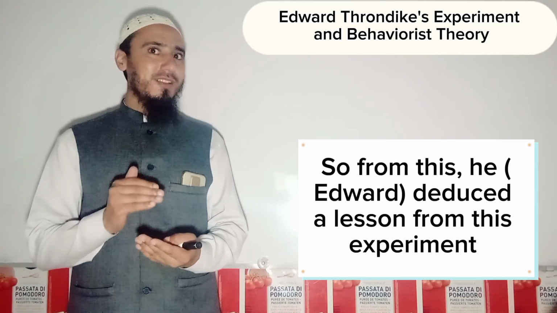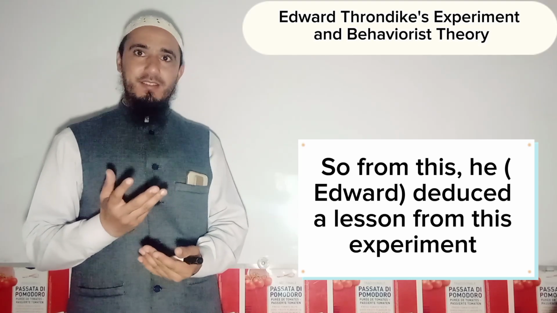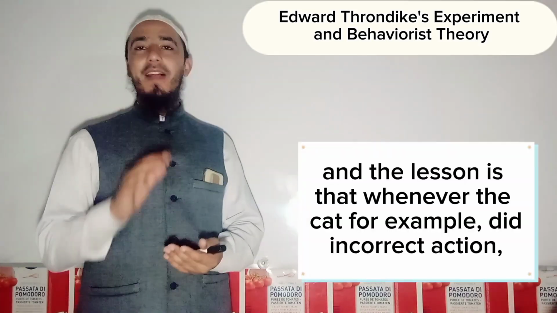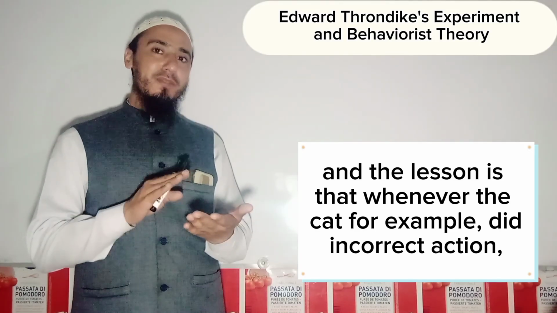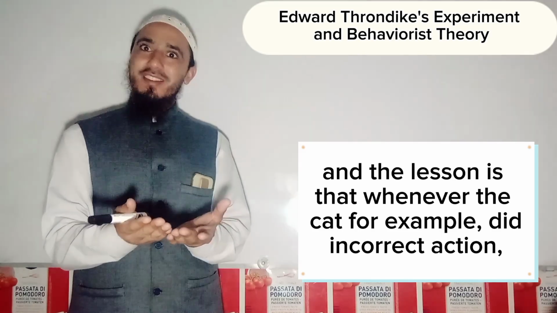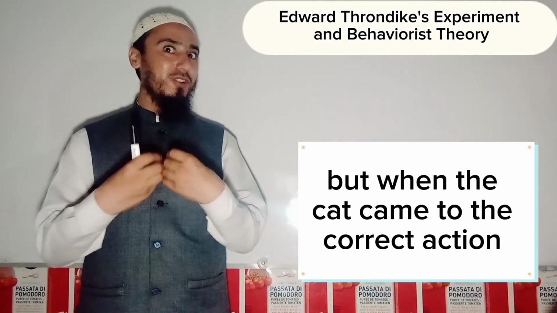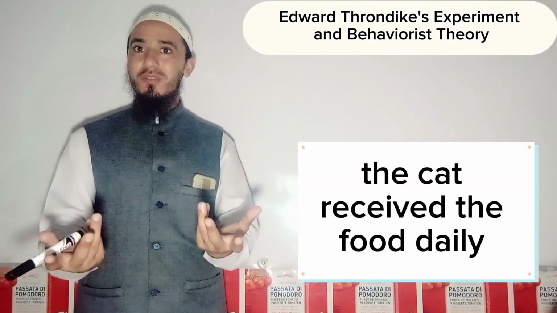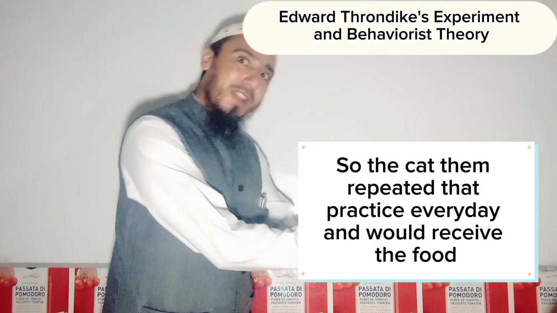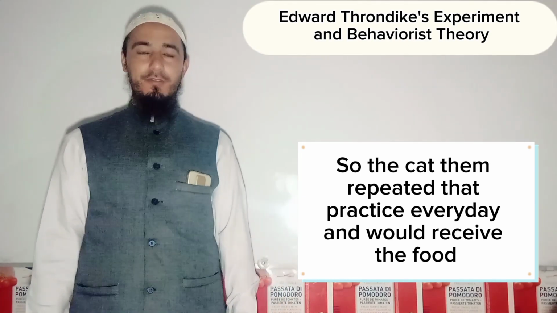From this experiment, Thorndike deduced a lesson, and the lesson is that whenever the cat, for example, did an incorrect action, the cat received nothing. But when the cat came to the correct action, the cat received the food daily. So the cat then repeated that practice every day and would receive the food.